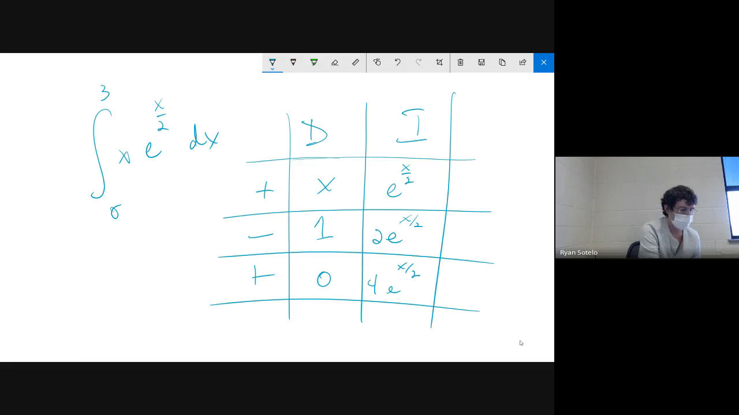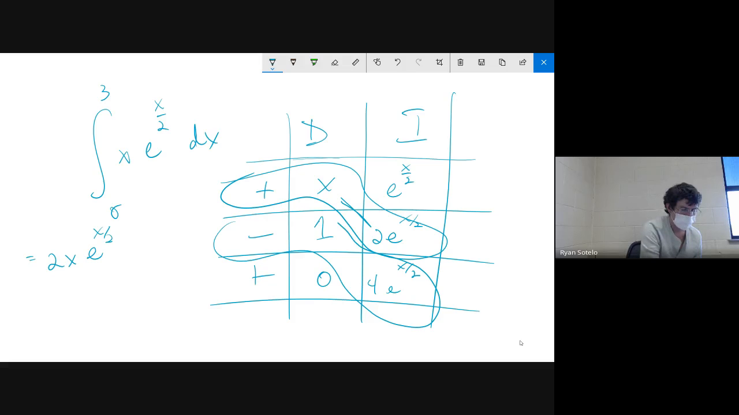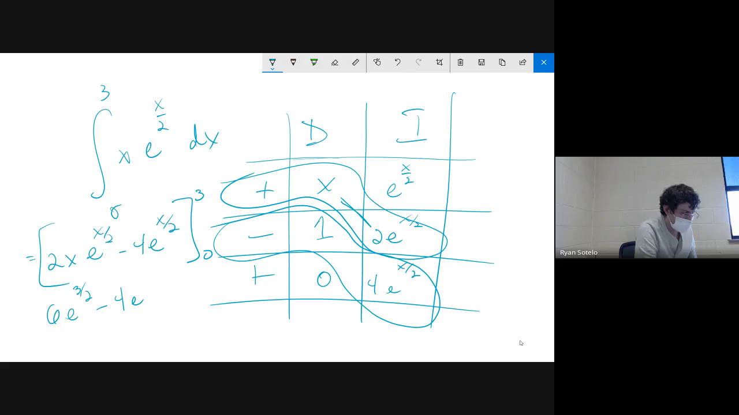So my integral can transform into this. I'll just circle it. This stuff, so that's x times 2 e to the x over 2, or 2x e to the x over 2. And then I got this one, which is minus 4 e to the x over 2. And the last bit has a 0, so that's where it terminates. If I evaluate this from 0 to 3, if I plug in 3, I get 6 e to the 3 over 2 minus 4 e to the 3 over 2. That's when I plug in 3.